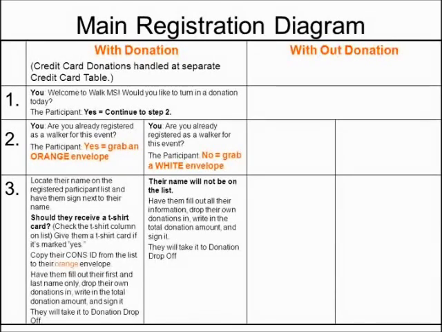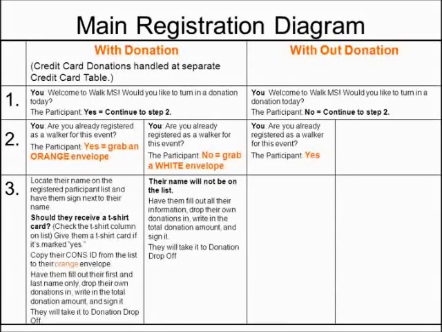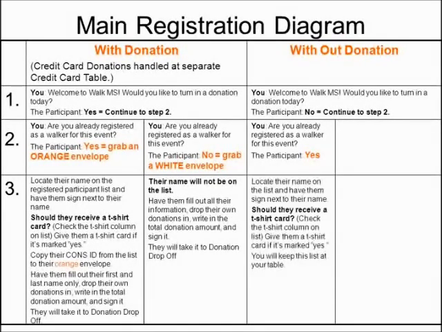If a participant arrives and does not want to turn in a donation, make sure to ask them if they are a registered walker for the event. If they are, locate their name on the list and have them sign next to their name. Should they receive a T-shirt card, check the T-shirt column on the list. Give them a t-shirt card if it's marked yes. You will keep this list at your table.